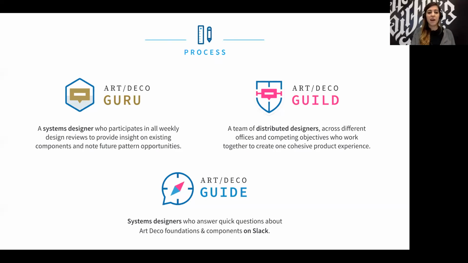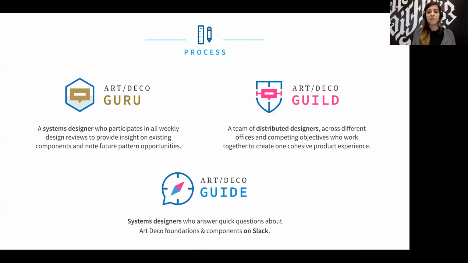In terms of process, now we're moving to this Guru Guild Guide model. As you can tell, we like alliteration here at LinkedIn. So this is moving away from that run, rep, rally model. And this is when I talk about that empowerment. So for the Guru here, this is a design systems designer, someone on our team who participates in all of the weekly design reviews. So in those reviews, they're providing insight on existing components and also noting future pattern opportunities. So, while they're in review, if anyone has any questions, they're there to answer it. But they're also there to see proactively into the future, hey, we're seeing this pattern is really common. We should probably get these people in a room, or tell those people and empower them, you guys should get in a room and make sure this is consistent.